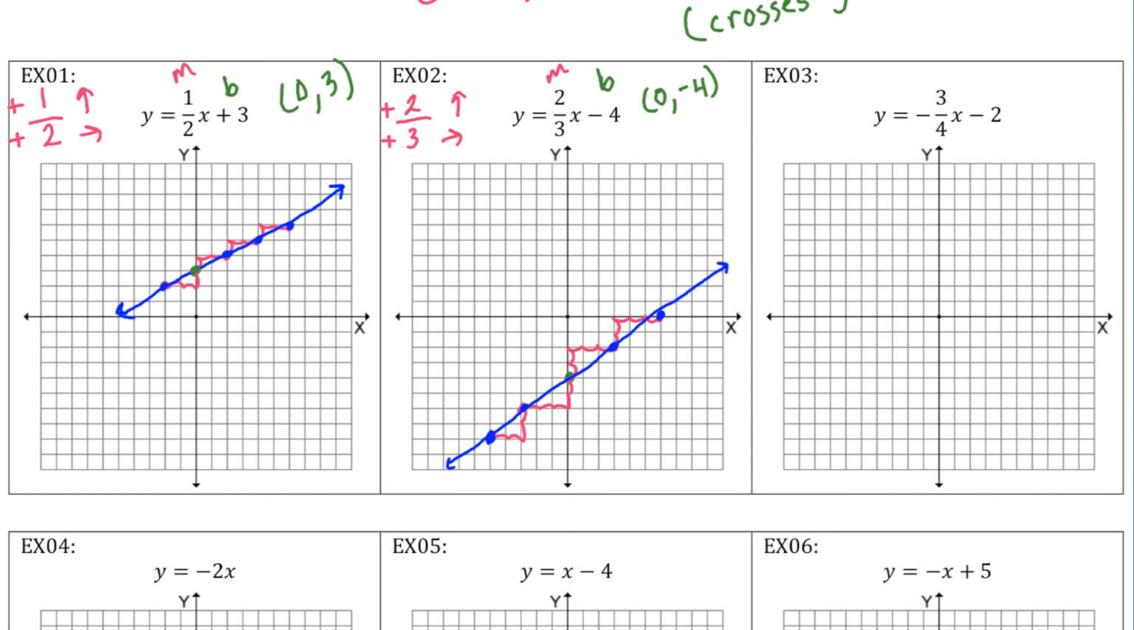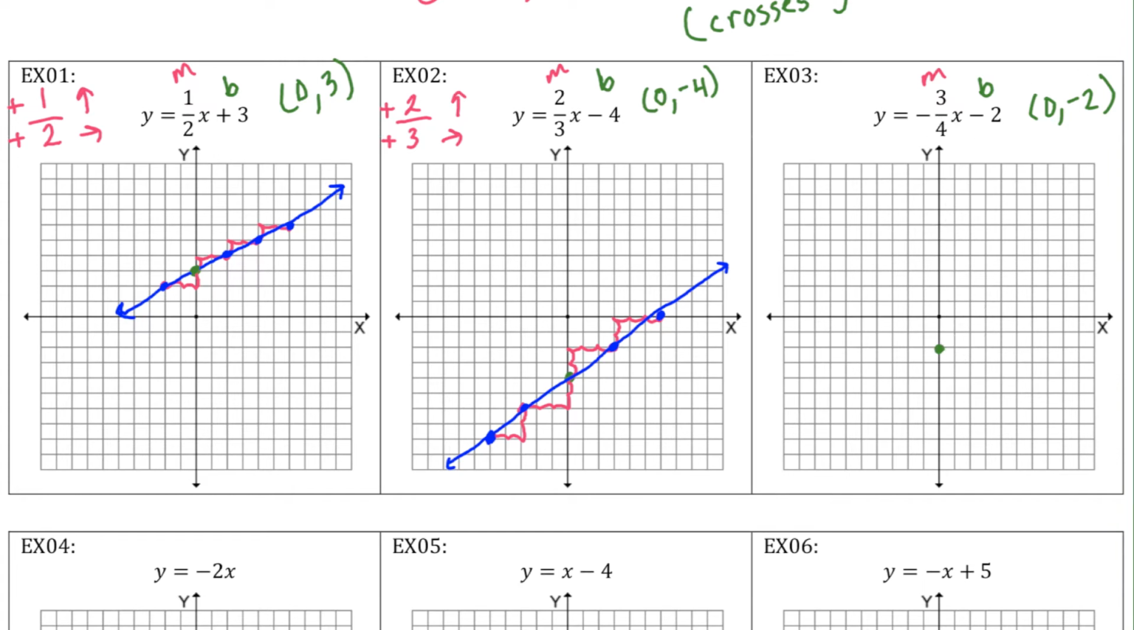All right, example number 3. So -3 over 4 is our slope. -2 is our y-intercept. It's our b. So it's 0, -2. That's where the line crosses the y-axis. That's why it's called the y-intercept.